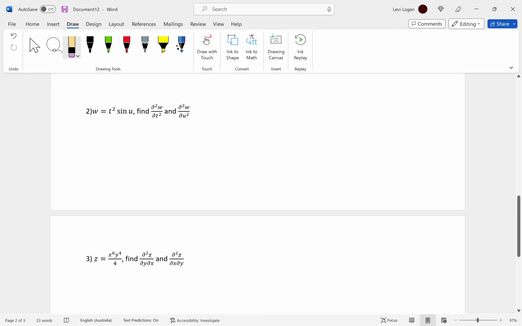So if you want to have a go at question 2 without me, feel free to have a go, and then I'll start solving it. Alright, so instead of x and y, traditional letters, we've got w, t, and u, which are still pretty traditional. T is used as a parameter, and u is pretty useful. See what I did there? Alright, so I'm going to differentiate the whole thing with respect to t.